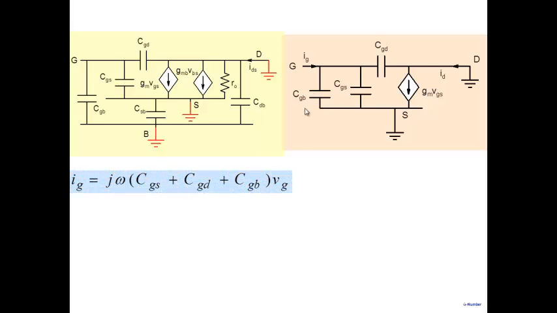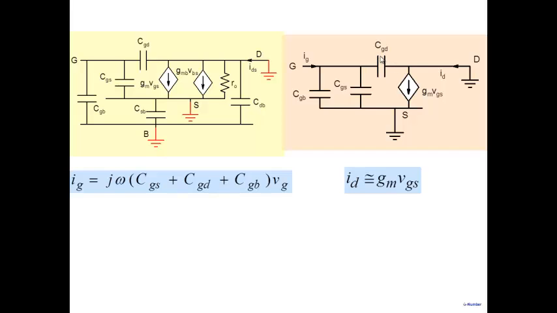So now, it's relatively simple. One can write down what the gate current is. Gate current is only capacitive, so it flows through CGS and CGD, and CGB also if you would like to keep it. So that's the gate current. And the drain current that you see here has actually two components. One component is GM VGS, the other component is the one that goes through CGD.